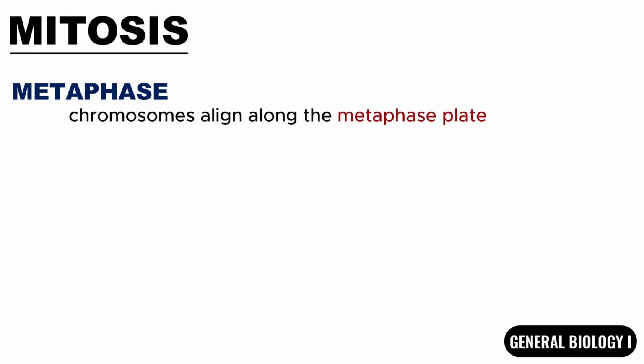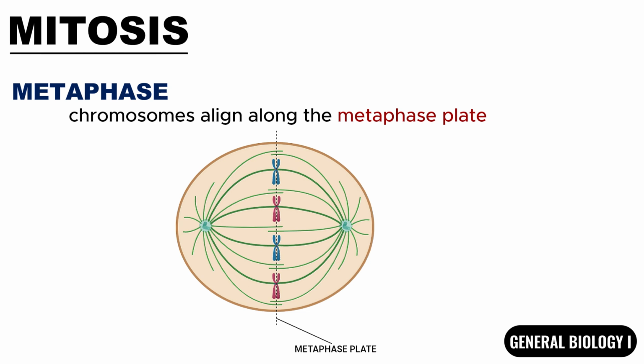Following prophase is metaphase, where chromosomes align along the cell's equatorial plane known as the metaphase plate. This alignment is critical because it ensures that each daughter cell will receive an identical set of chromosomes. The spindle fibers attach to the centromeres of the chromosomes, holding them in place and preparing them for separation.